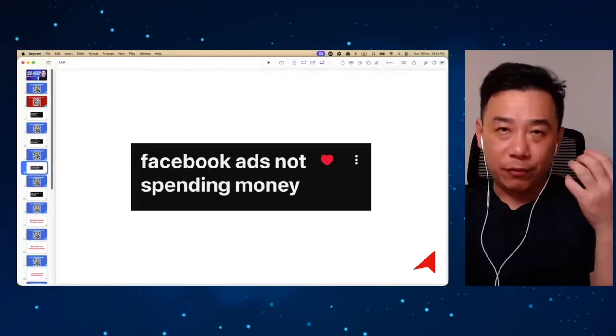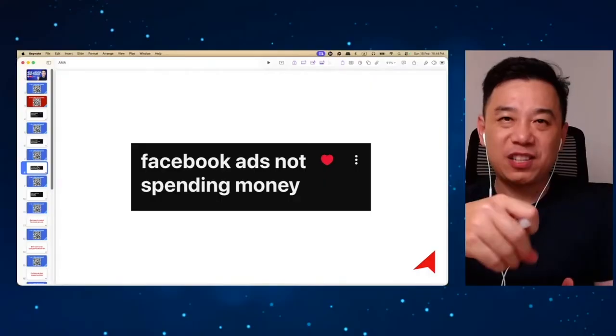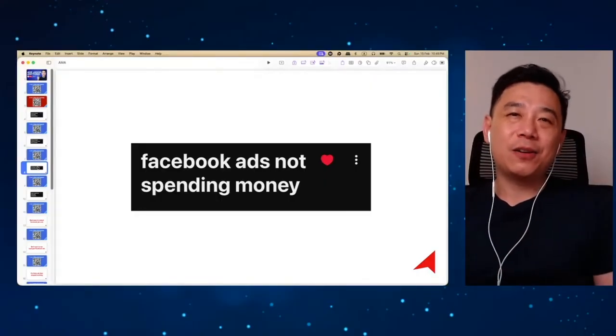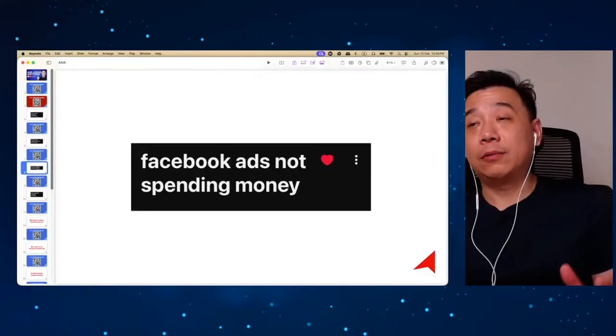Because when we have a really niche audience, let's say you want to target a 1 mile radius from a very specific area, the audience size is not enough. How are you going to run? So that's also another reason why your ad is not spending. Now, that's the second reason.